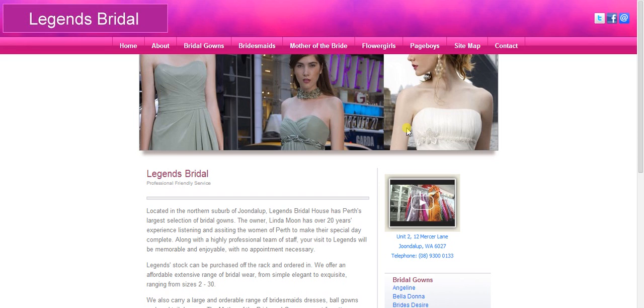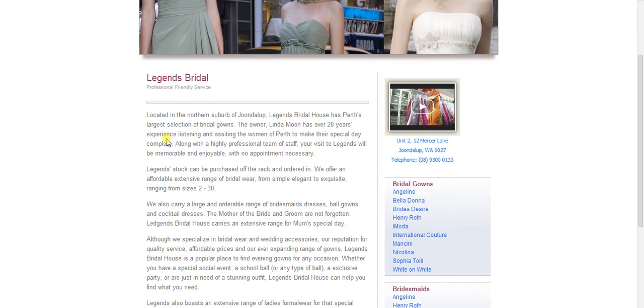Legends Bridal, the heading doesn't really do that. It doesn't speak to the person directly. It doesn't solve a customer problem or answer a customer question. It's just a statement. This is also seen in the text, which should always talk to the customer. Here it is just some brochure style information.